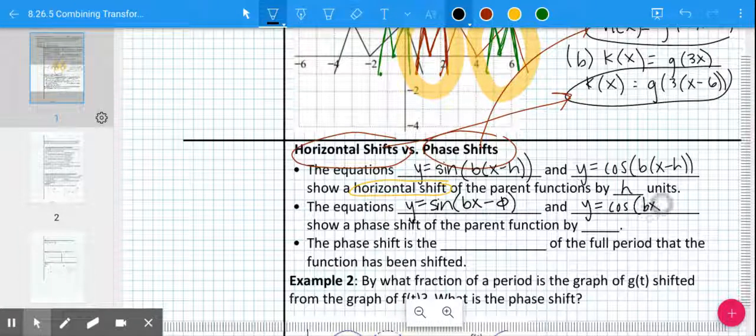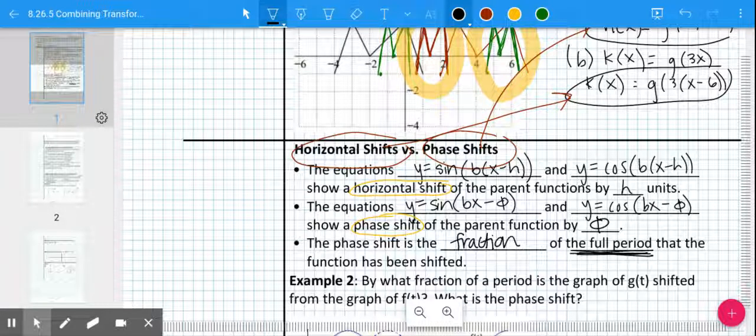Notice here, what I really want you to pay attention to is that the b is not factored out. So I have a bx minus some phi, whatever variable that is. This phi is now what we call a phase shift. So it tells you a proportional amount to shift over, but it doesn't tell you how far to count it over. What the phase shift is, is a fraction of the full period that we get shifted over.